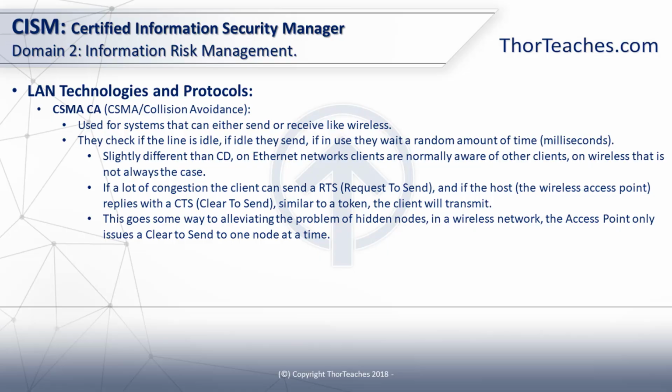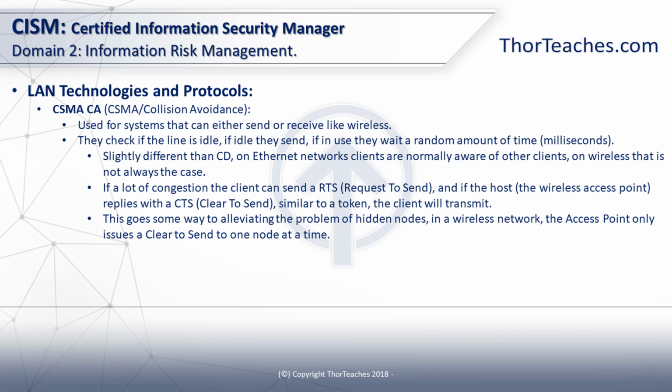We also talked about CSMA-CA, or collision avoidance. This is what we would use on systems like our wireless, where a system can either send or receive. Just as with other CSMA, they check if the line is idle. If it is, they send. If it's not, they wait a random amount of milliseconds and then they send. This is different though than collision detection. On an Ethernet network, the clients would normally be aware of the other clients. On wireless, they're not. All they see is themselves and the wireless access point.